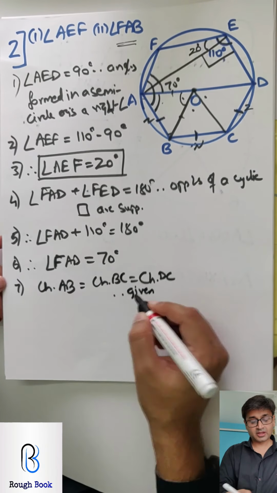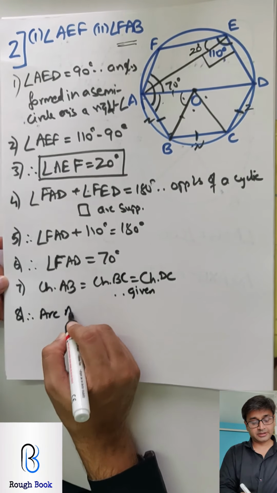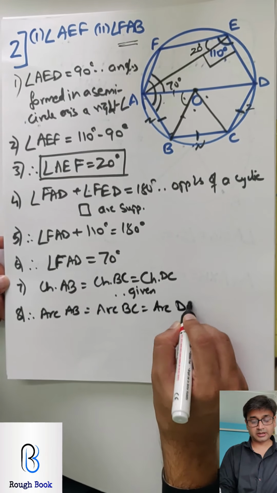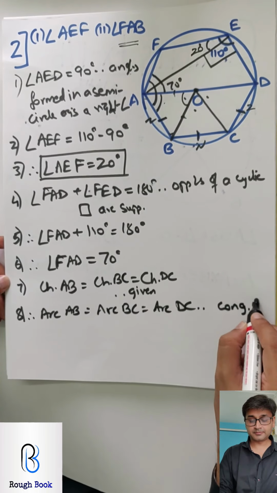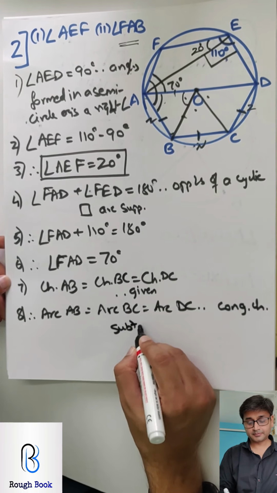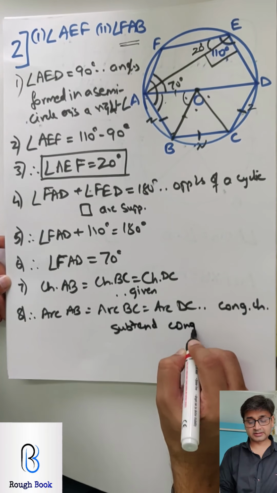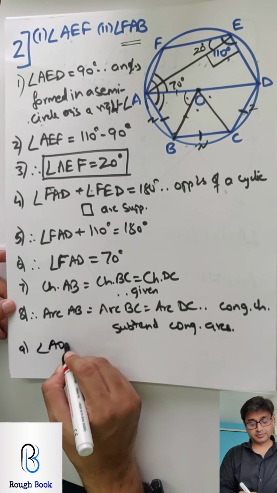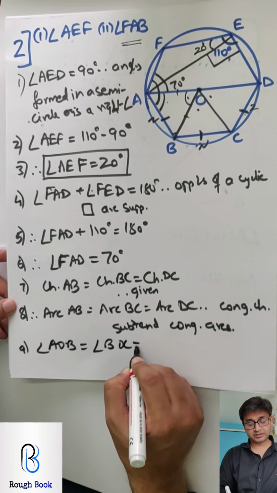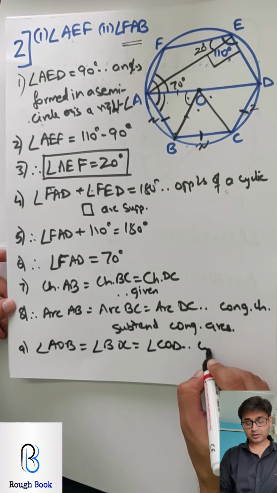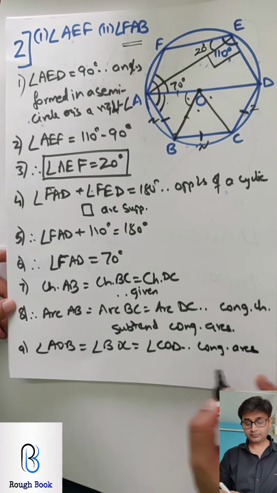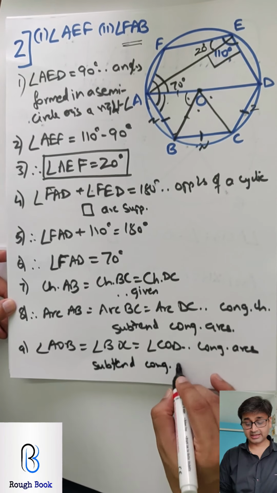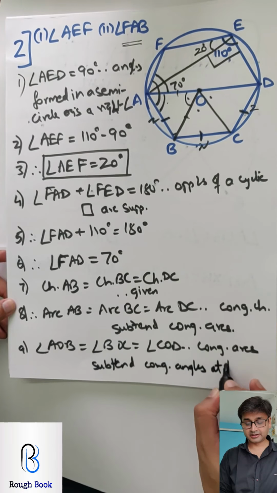Reason given. And therefore arc AB equals arc BC equals arc DC. Congruent chords subtend congruent arcs. And now that the arcs are equal, I can say angle AOB equals BOC equals COD. Congruent arcs subtend congruent angles at the center.